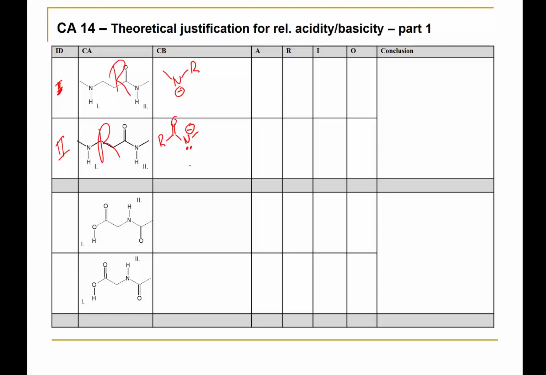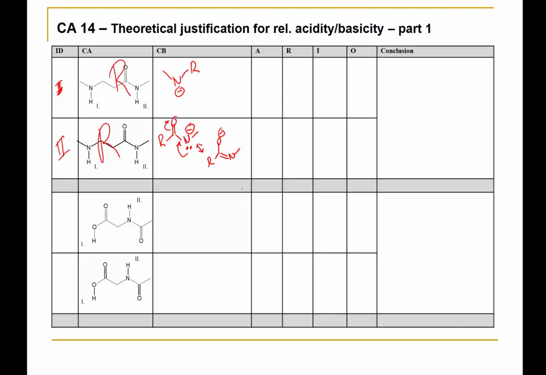So far, the 2 conjugate bases look quite similar. There's a negative charge on the nitrogen in both cases. But hopefully, again, you recognize that the lone pair there is an allylic lone pair. So I can draw a resonance form. In drawing the resonance form, I see that the negative charge can also sit on the oxygen. And of course, we have a pi bond there.